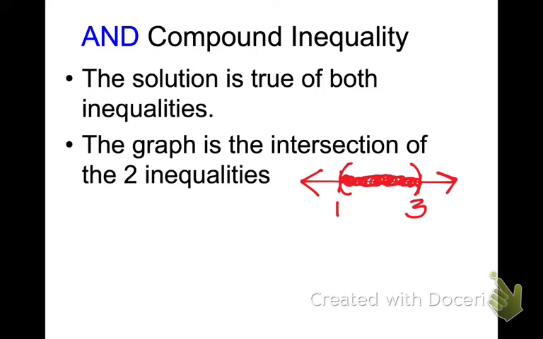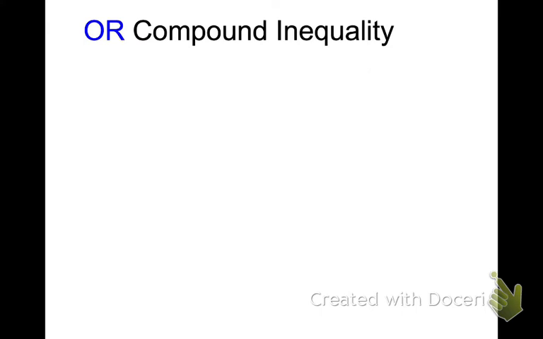So this would be values that are larger than 1 and values that are smaller than 3. So 2 would be true. 1.1 would be true. 2.3 would be true. 0.9 would not be true, so it would not be greater than 1. It's on the outside of it. All right, so those are our "and" compound inequalities.